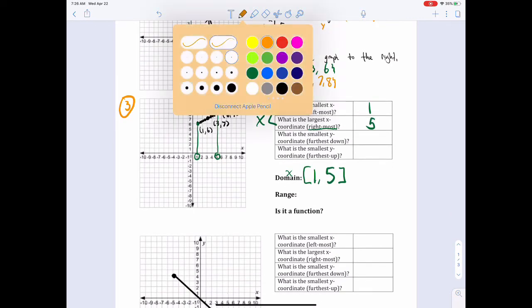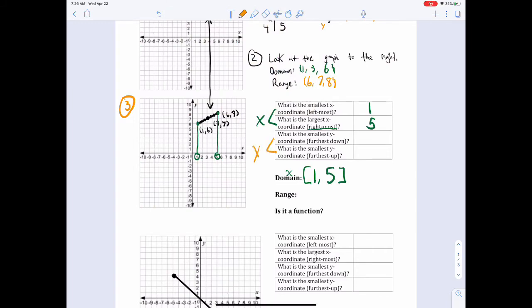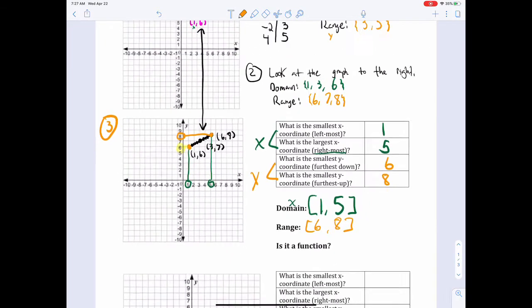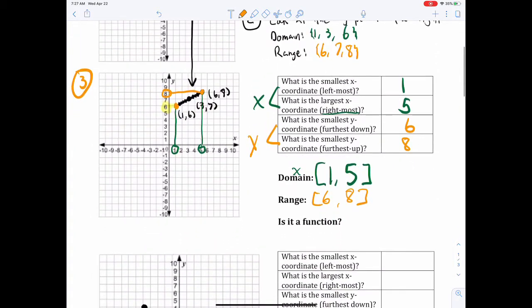Alright, now let's find the y values, the range, and to do that we're going to use this table again. So what is the smallest y coordinate? What is the smallest y point that you see on your graph? Well, for me it's right there. It's at the very bottom of this line. Very bottom. And what y value is that? That's 6. And then if you go to the top, the furthest up point is right there, and that's 8. So the range is from 6 to 8. Put some hard brackets, and you're good to go. And then is that a function? Yes, it passes the vertical line test.